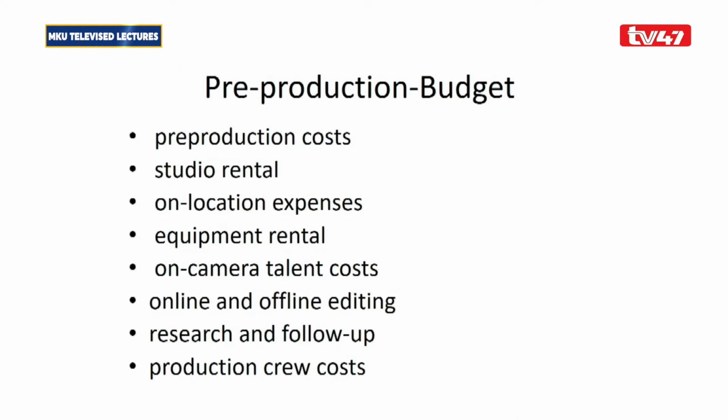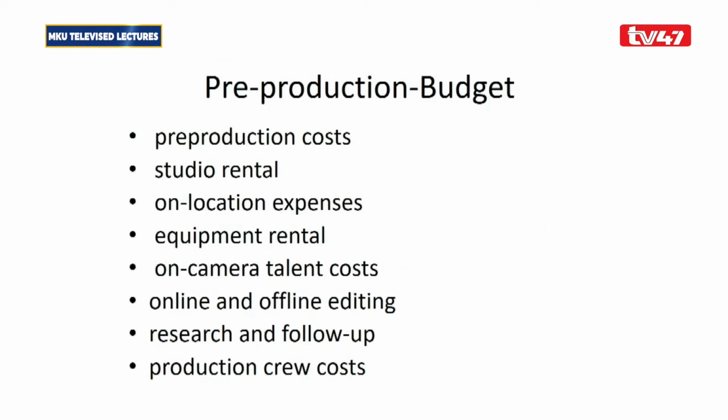The other item will be on equipment. The production cannot be successful without the production equipment. So in this case, you'll have to budget for that. Examples of equipment that you'll be using are the cameras and the lights. You'll probably be using microphones. You are likely to be using audio mixers, visual mixers, among others.